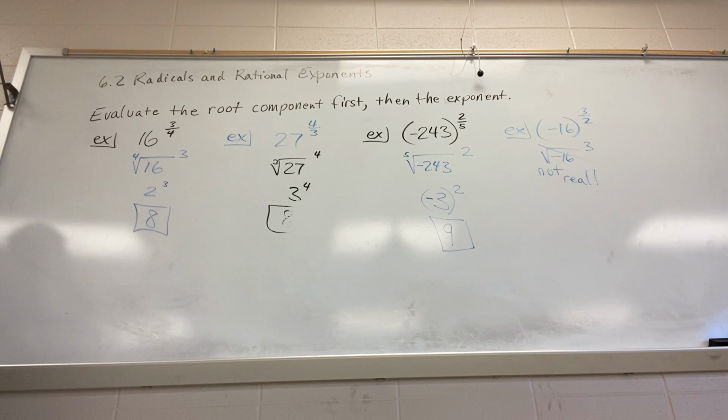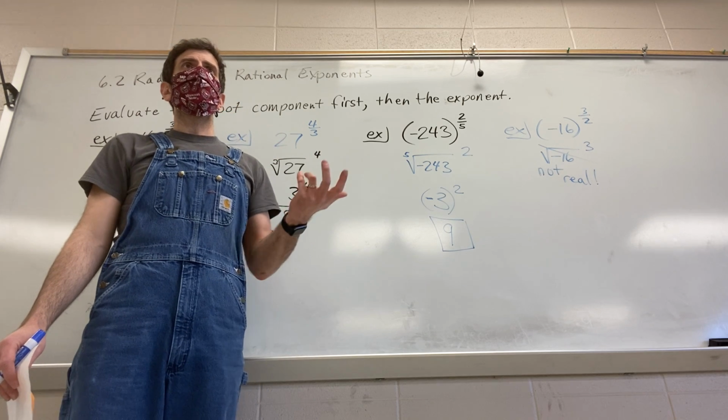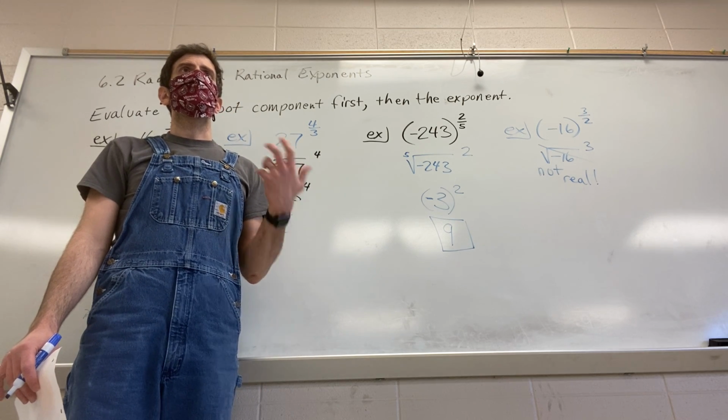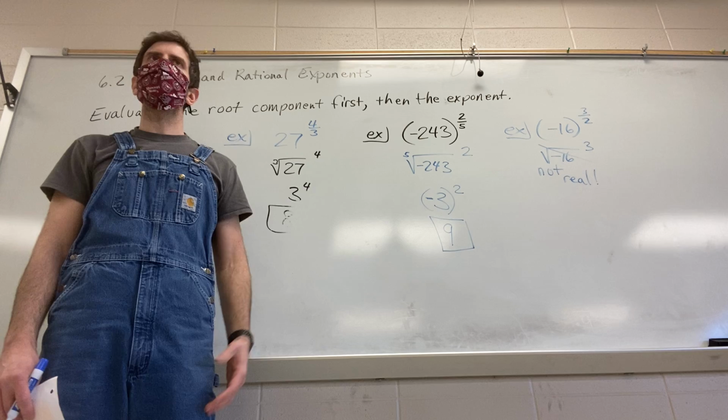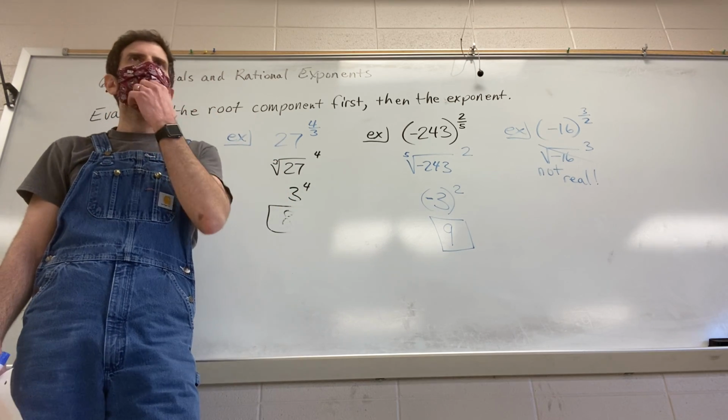I'll double check, okay? Why can't you take the square root of negative 16? Well, because what two numbers multiply together to make a negative? None. Nothing. It's impossible. It's kind of weird, but it's kind of a neat thing to realize. It's like, no, you can't do that, can you?